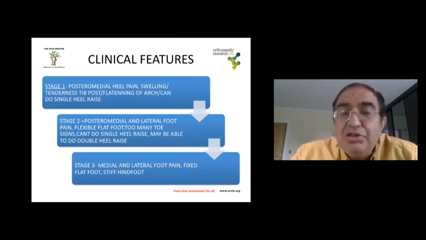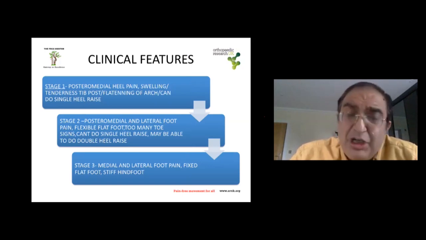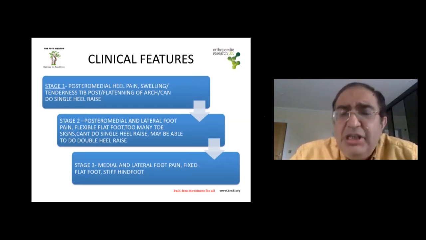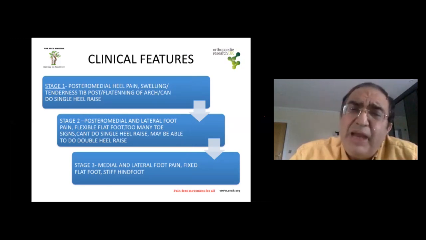Then it goes to stage 2, where the tip post ruptures. As a result, you get a proper deformity here. The heel goes into valgus. And in 2B, the forefoot starts abducting. And in 2C, also the first TMT hypermobility sets in.